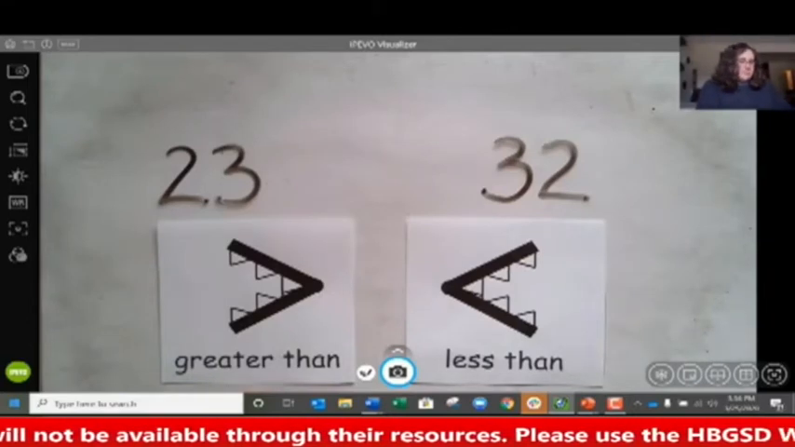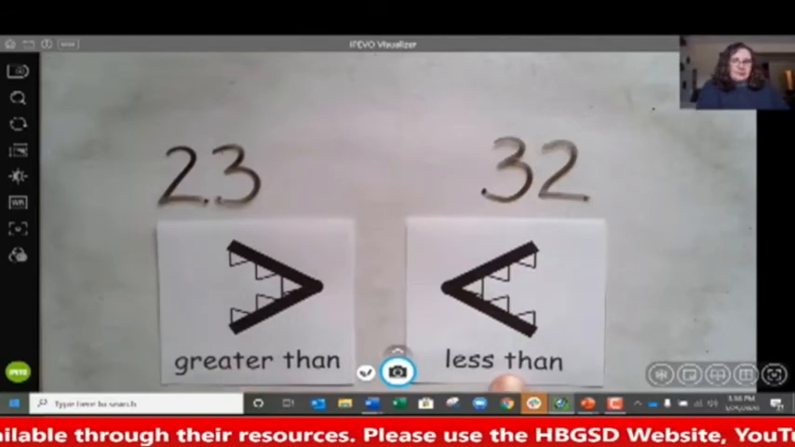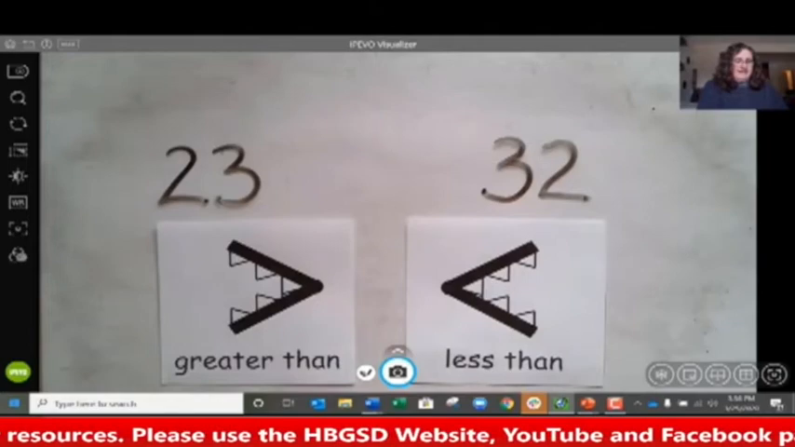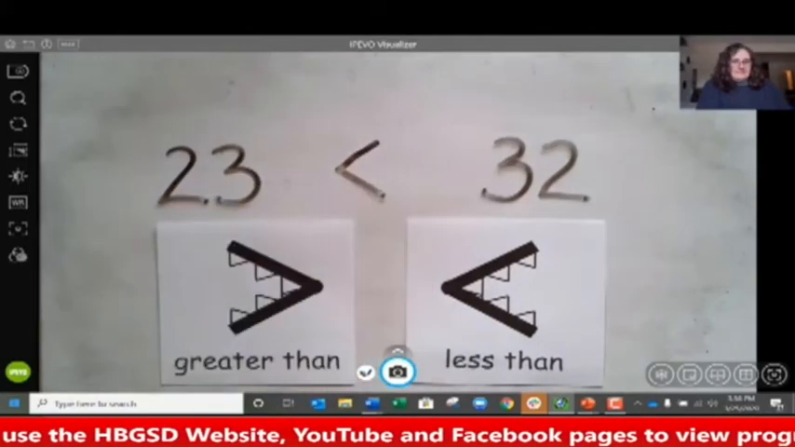Which one did you draw? Did you draw a greater than symbol or a less than symbol? I think less than.